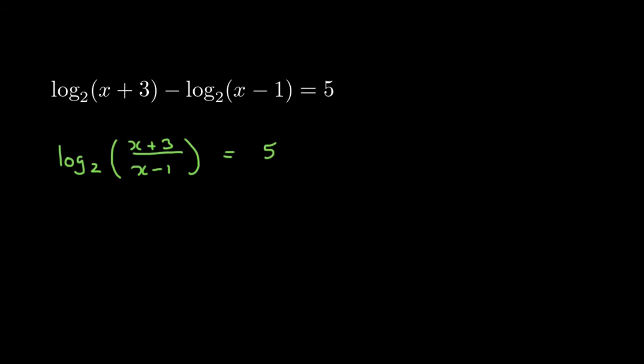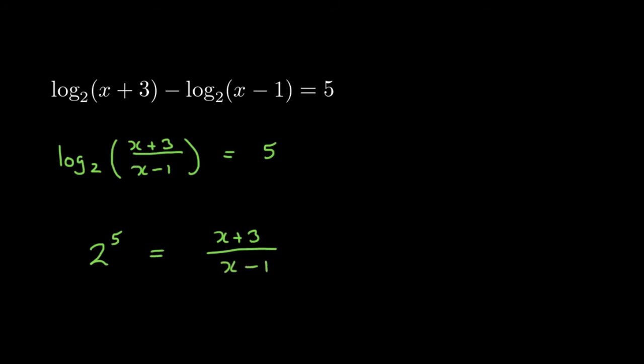So through condensing this logarithm down to this quotient of x plus 3 and x minus 1, we can now have a single log equaling 5, which allows us to write this in exponential form, which would mean 2, which is our base, raised to this number 5, must be equal to x plus 3 divided by x minus 1.